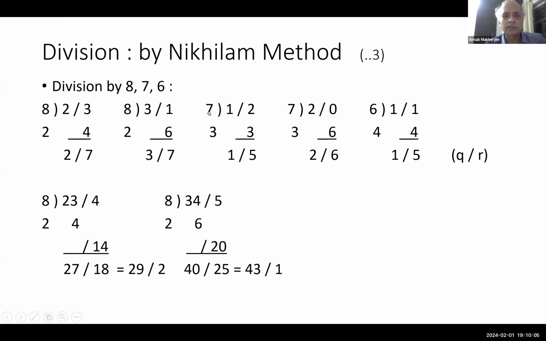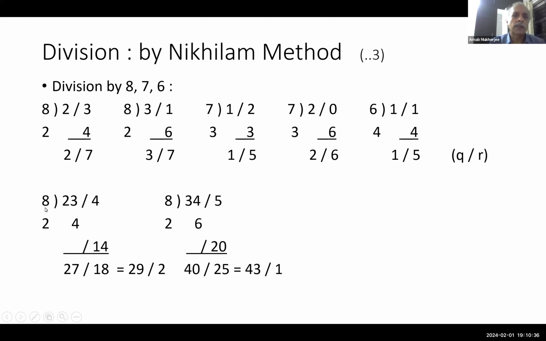With 7, the deficiency from the nearest power of 10 is 3. 3 into 1 is 3. This 1 multiplied by 3, so 3 plus 2 is 5. 20 divided by 7. 3 into 2 is 6. So 2 becomes my quotient and 6 remainder. For 6, it is 4. 4 into 1 is 4 and 1 and 5.